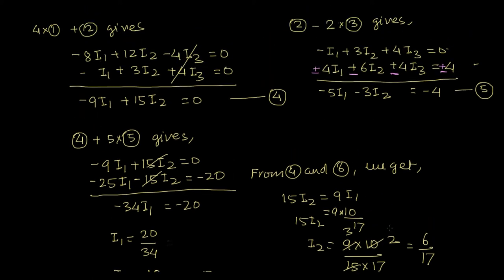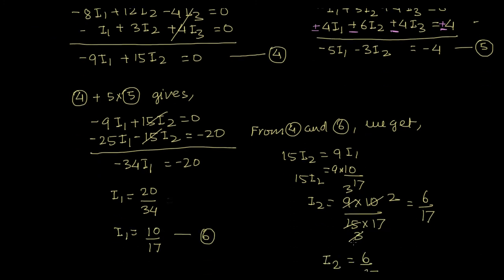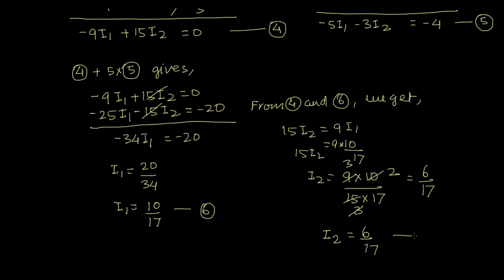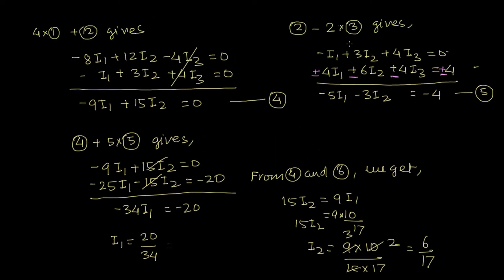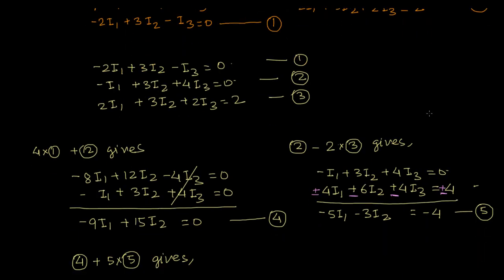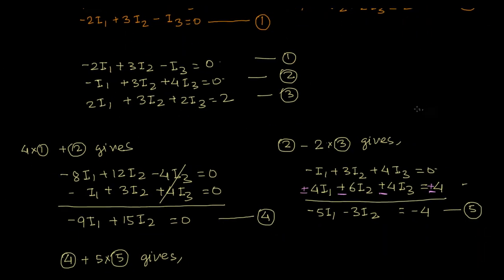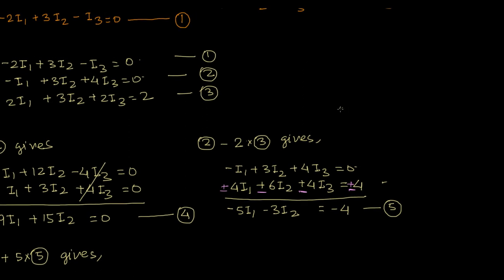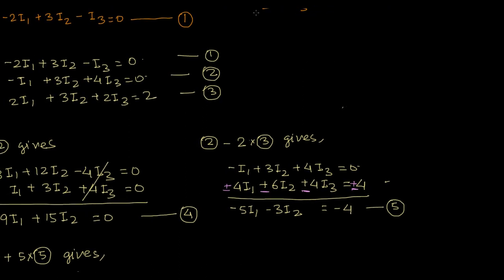And I3, so I go back and put the values, I name this 7. So I1 is 10 upon 17 and I2 is 6 upon 17. You pick up any of these equations, say this equation. So let me write this here, shift it a bit, and write those values of I1 and I2. Okay, so I1, what is I1?